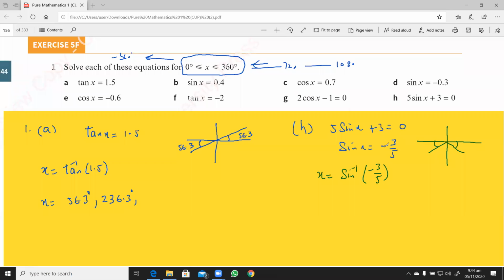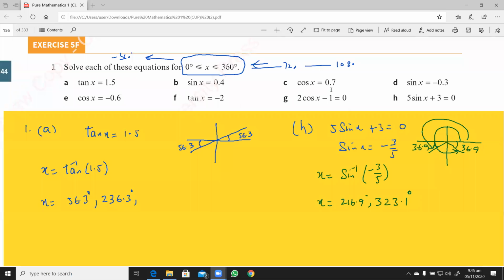Because of this minus, we have determined these quadrants here. So what is sine inverse of 3 over 5? 36.9. So this means your x is going to be 216.9, all the way from here to this, and the other one is going to be all the way from here to this, so this is 323.1, I think. Am I right? Yes, sir.